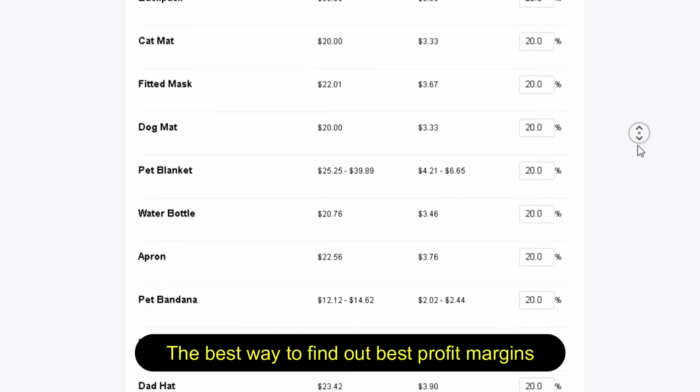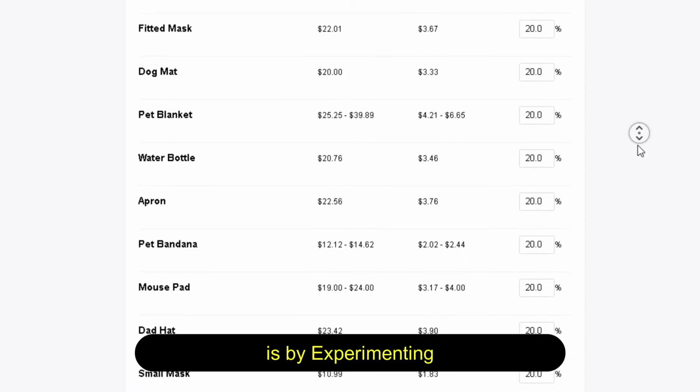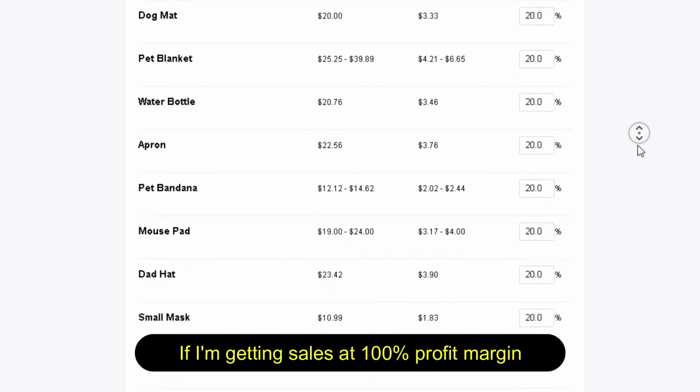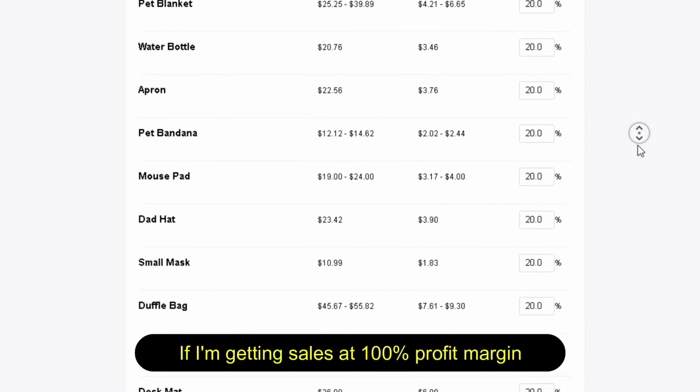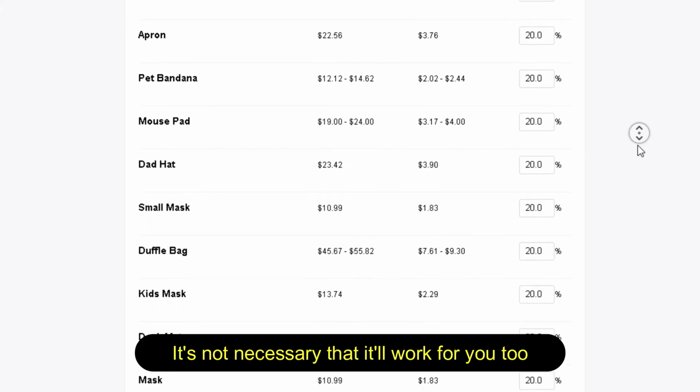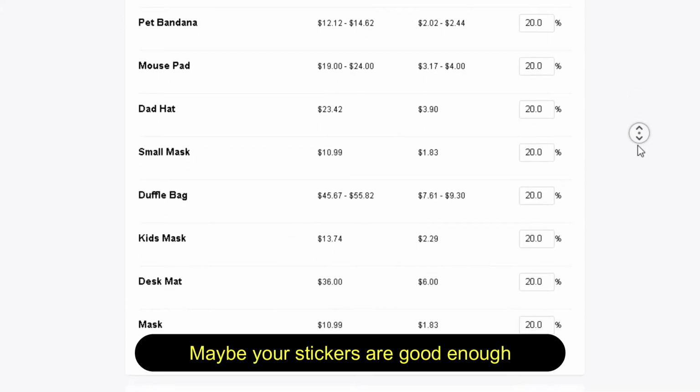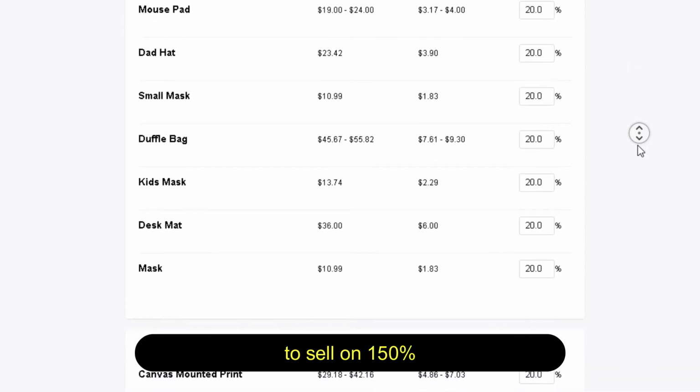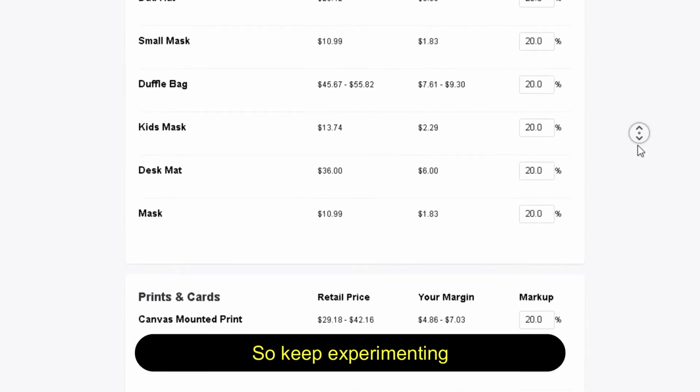The best way to find out the best profit margin is by experimenting. If I'm getting sales at 100% profit margin, it's not necessary that it will work for you too. Maybe your designs are good enough to sell at 150%. So keep experimenting.